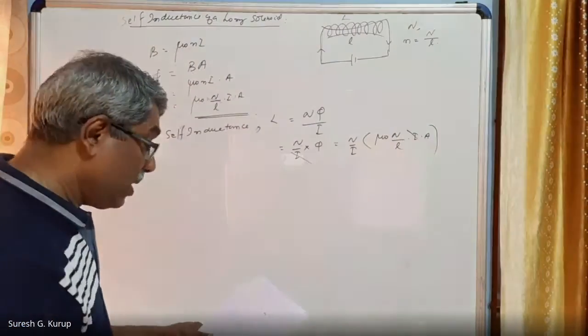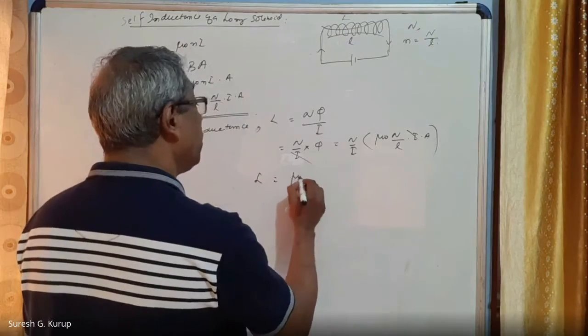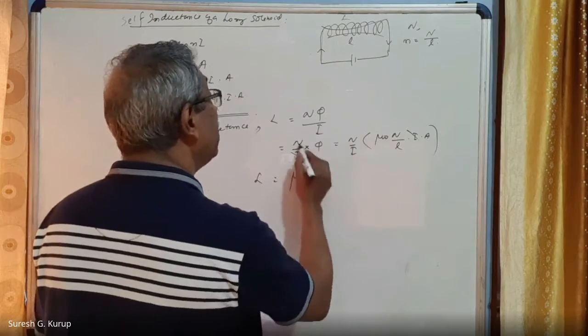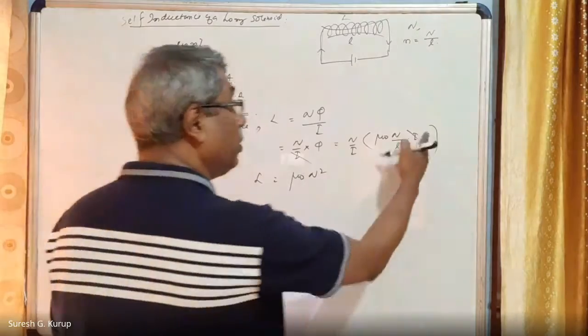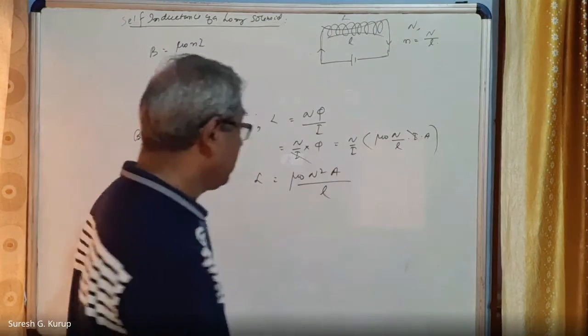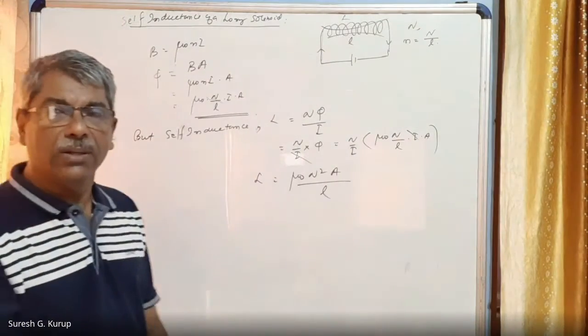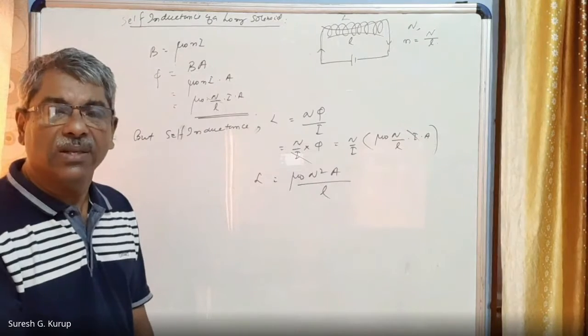Then what do you get? L is equal to mu 0, and N is equal to N square, N square into A, the whole divided by L. This is the self-inductance of a coil. Very important formula. This is self-inductance.